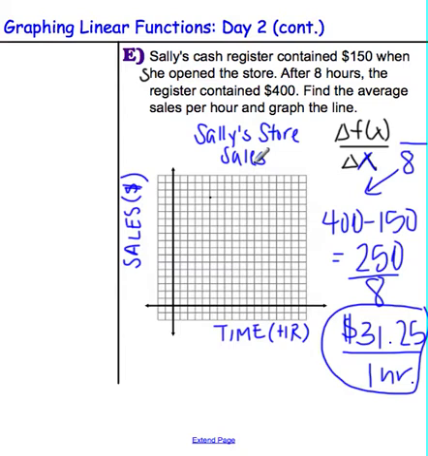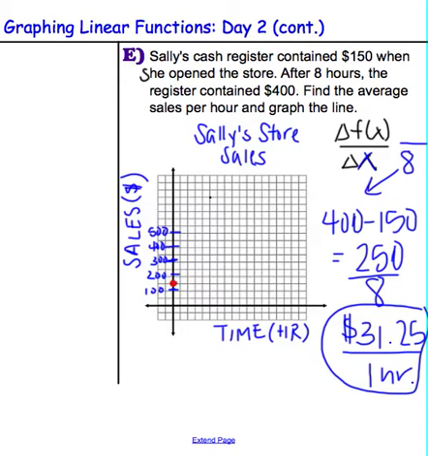And we want to number our number line. So I am going to go every 2 is going to be $100. So here's 100. Here's 200. Here's 300. Here's 400. Here's 500. And we can stop there since our numbers don't go above that. Then when the store opened, she had $150. So that means at time 0, she had $150.